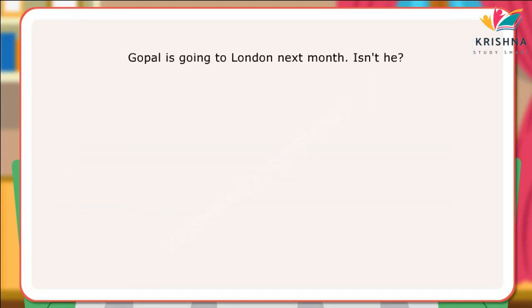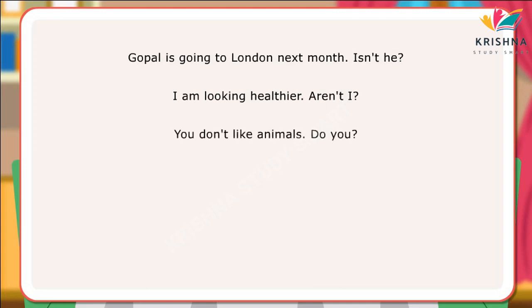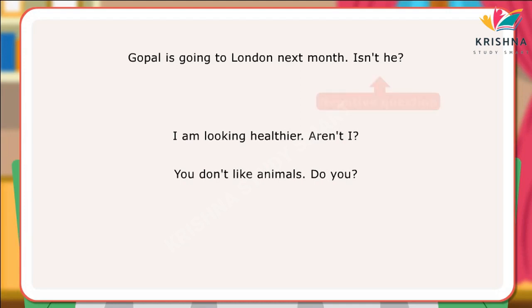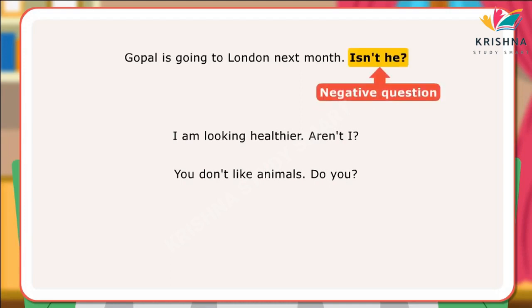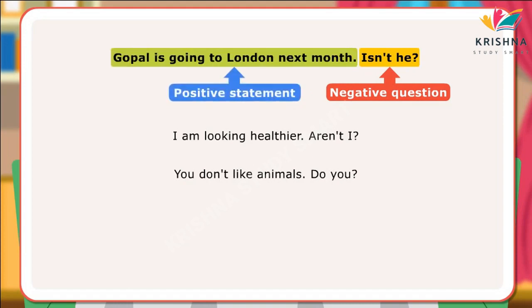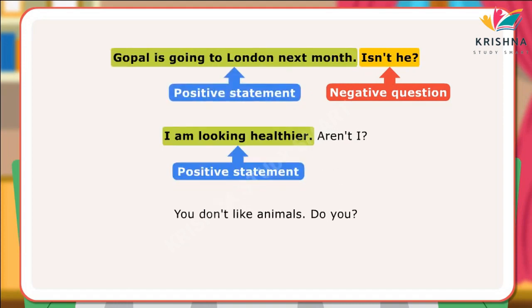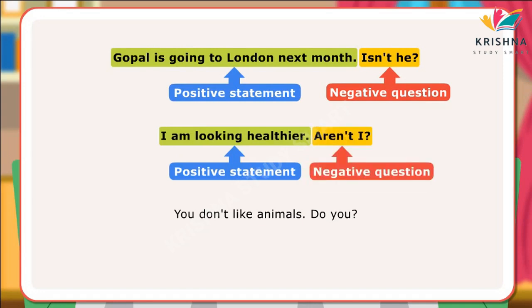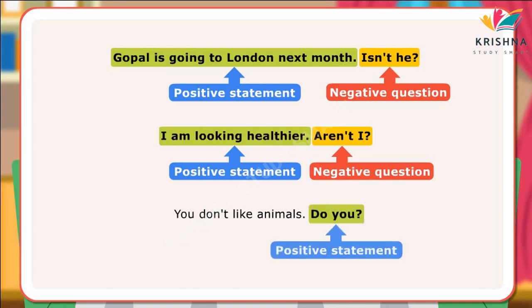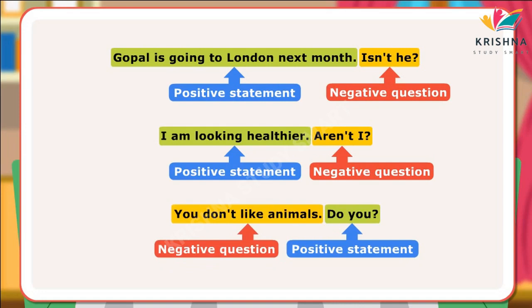Let us look at a few statements followed by question tags. Gopal is going to London next month, isn't he? I am looking healthier, aren't I? You don't like animals, do you? In the first sentence, a negative question tag, isn't he, is used after a positive statement. In the second sentence, a positive statement is followed by a negative question tag, aren't I? In the third sentence, do you, a positive question tag is used with a negative statement.